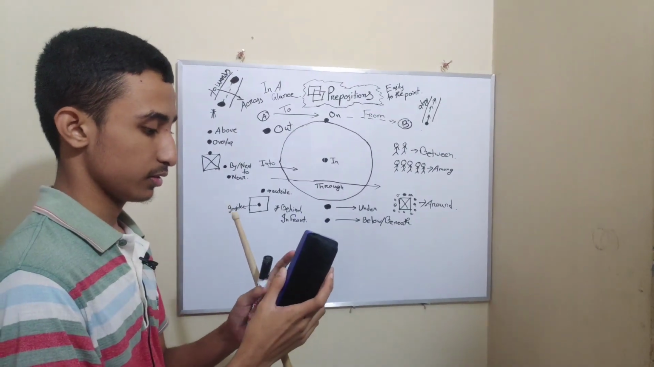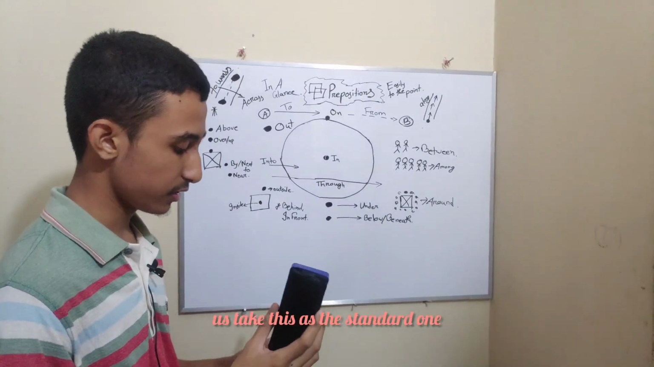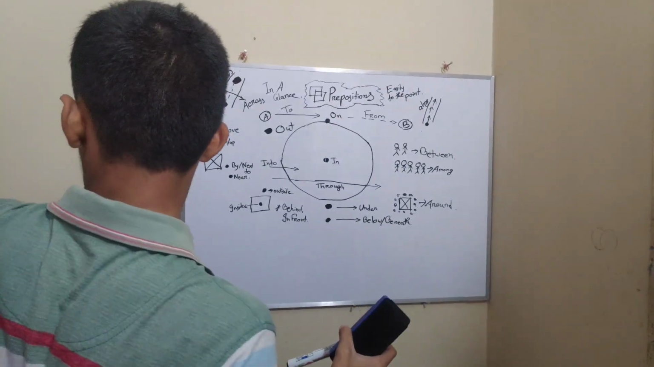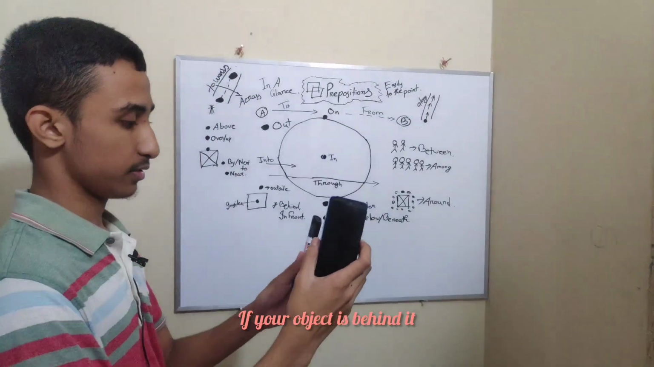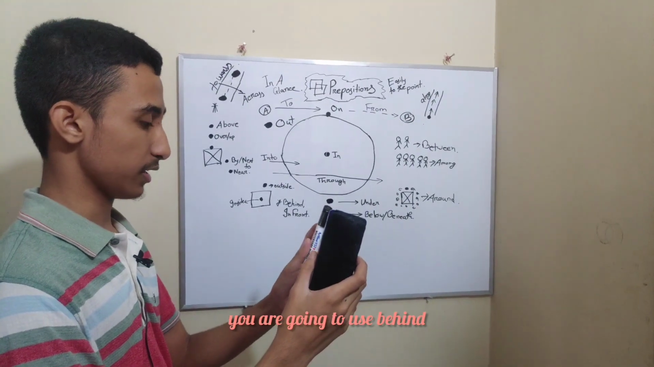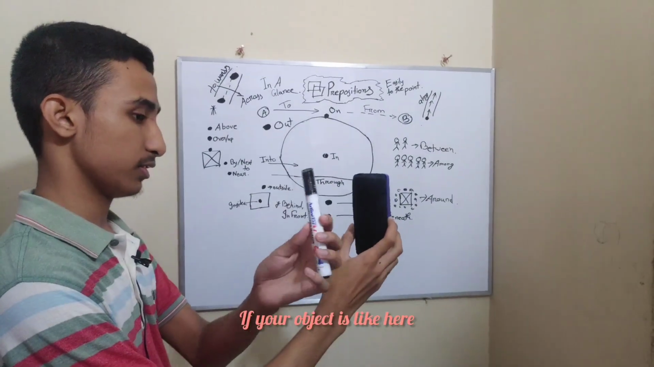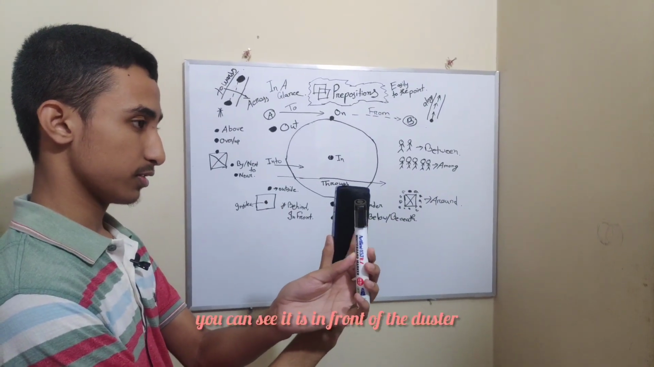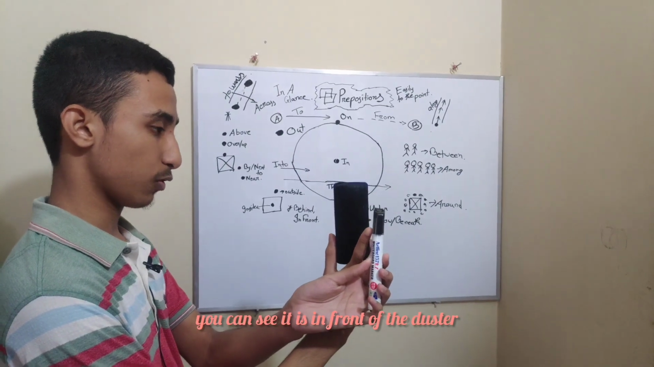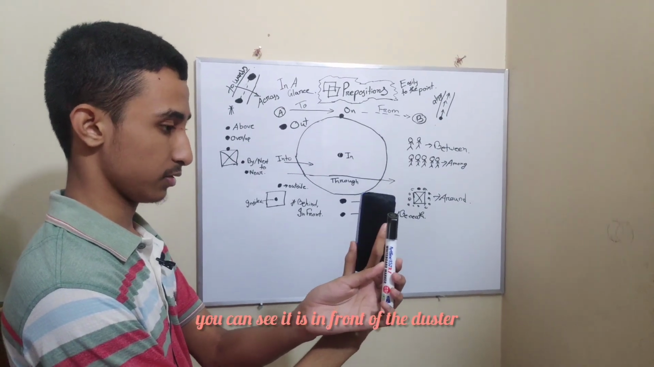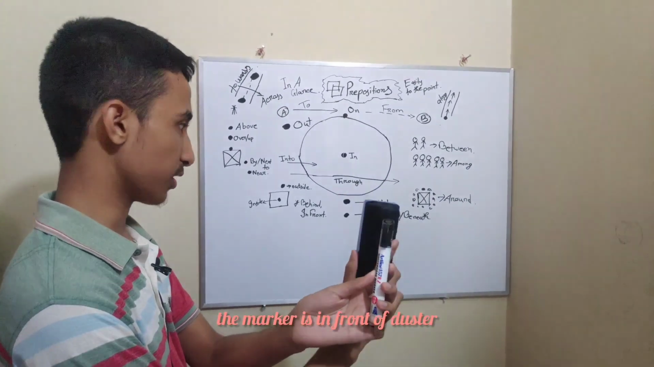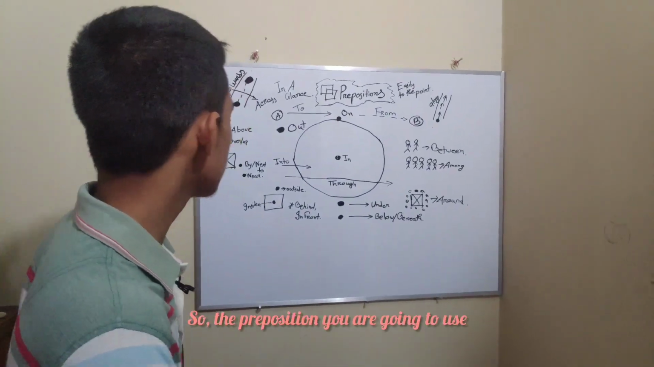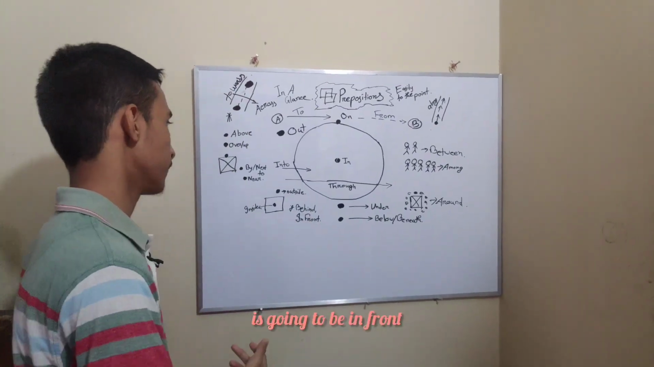Let's take this as the standard one. If your object is behind it, you're going to use behind. If your object is like here, you can see it is in front of the duster. The marker is in front of the duster. The preposition you're going to use is in front.